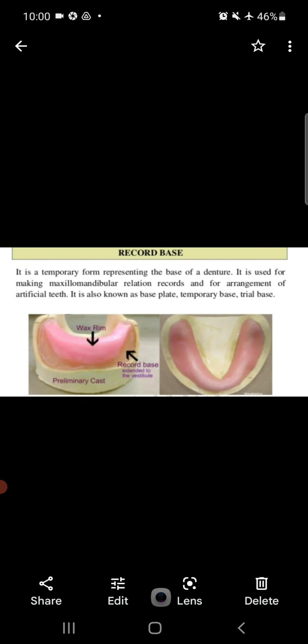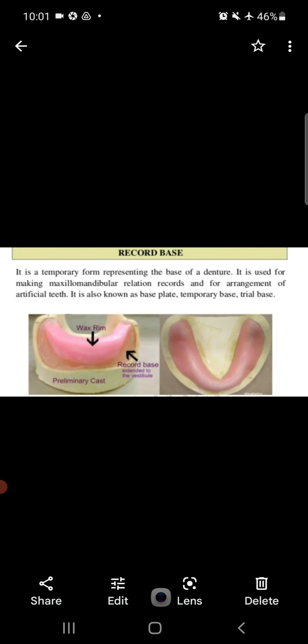Today is the fifth video of the rapid revision course of complete denture prosthodontics, which is very important for dental NLE exam, MDS as well as for final year exam. Now in this video we will discuss record base. In the fourth video we already discussed impression tray, types of impression, primary cast, secondary cast. After the secondary impression we have a secondary cast.